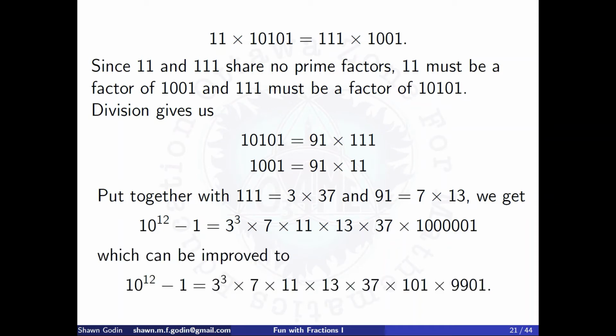Now, if we actually go back and look at some of those other forms of the 10 to the 12 minus 1 and compare just like we did here, we can actually eke out the last two prime factors and get this factorization of this guy.